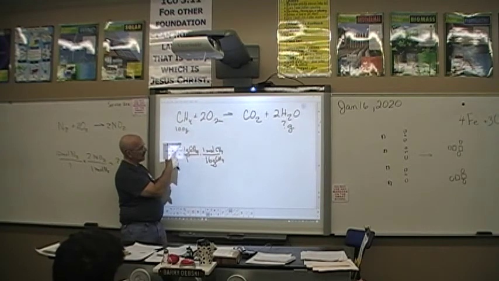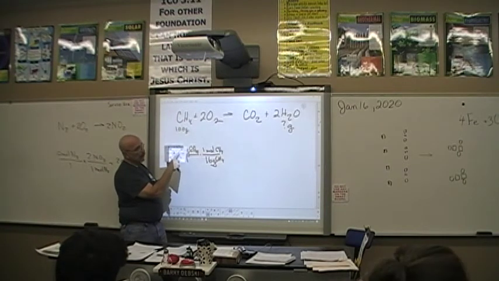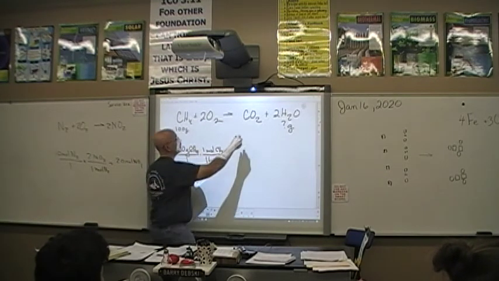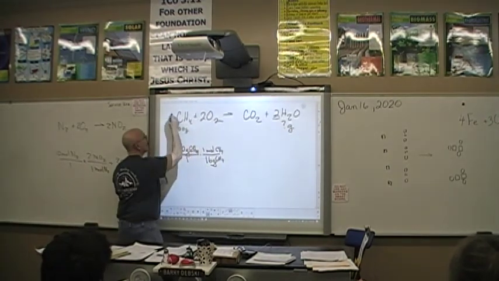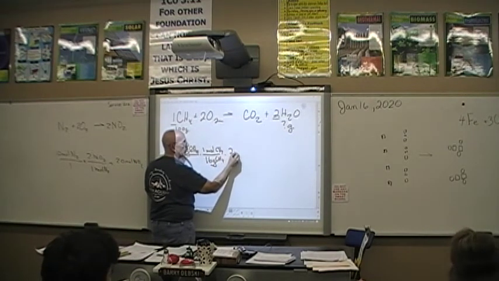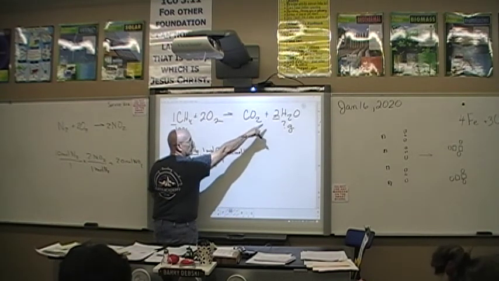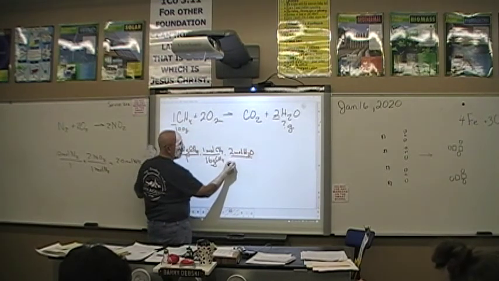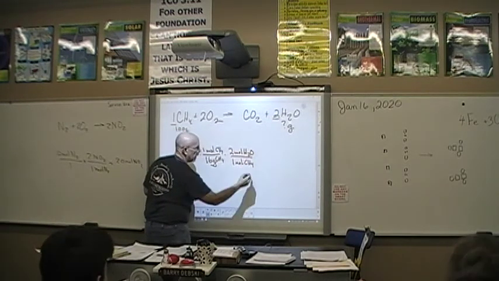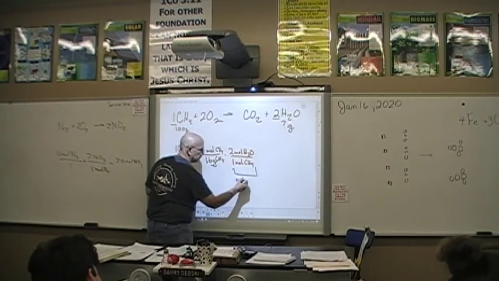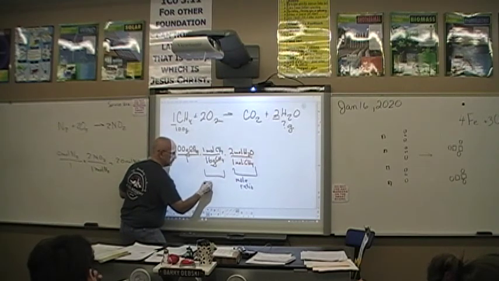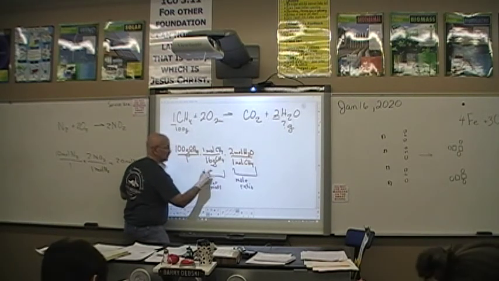My next step is to use a mole ratio to figure out how many moles of water are produced for each mole of CH4 that reacts. What's the ratio? 2 to 1. So my next step, I'm going to put a mole ratio here. 2 moles H2O. Coefficient is all I'm using here for each 1 mole of CH4 that reacts. So this is my mole ratio. This one is a molar mass of what I'm starting with.